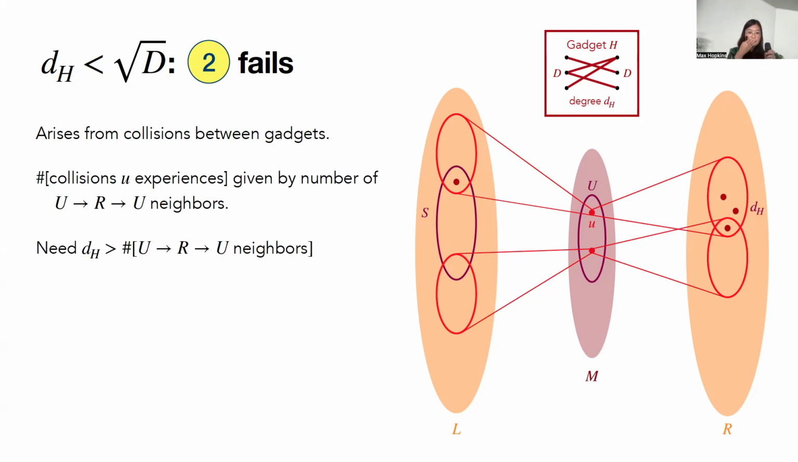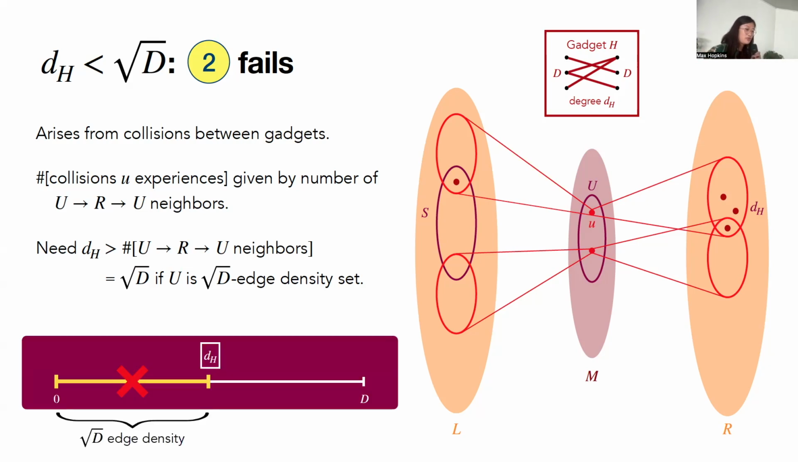So in particular, if you want there to be expansion in the end, you're going to need DH to be bigger than this number of collisions. But what is the number of U to R to U neighbors? Recall that the middle is just vertices, the right is edges. So we're going vertex to edge to vertex, which is simply the normal degree of your set U. So this is exactly root D if U is a root D edge density set. Okay, so this attack will work whenever DH is less than root D. So we'll need DH to be bigger than root D to work. When DH is less than root D, this attack will work, and we won't be able to analyze step 2.